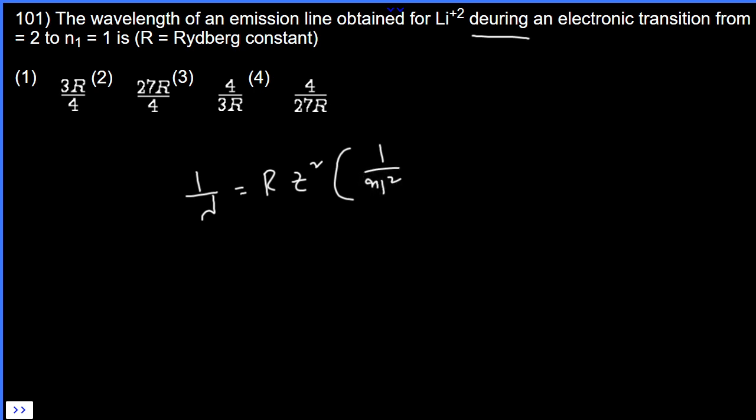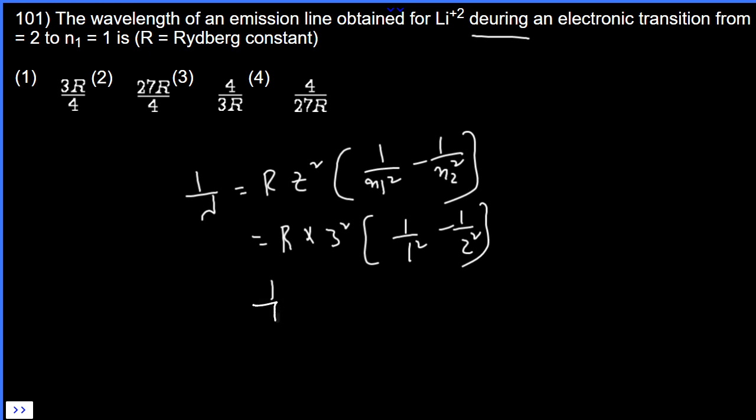For atoms other than hydrogen, it is R into Z square into 1 by n1 square minus 1 by n2 square. That is R into Z square, which is 3 square, into 1 by 1 square minus 1 by 2 square. So 1 by lambda is equal to 9R into 1 by, after LCM we get 3 by 4. From this we get lambda is equal to 4 by 27R. Option number 4 is correct.